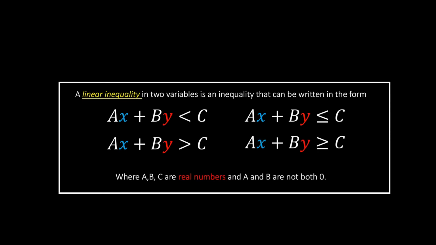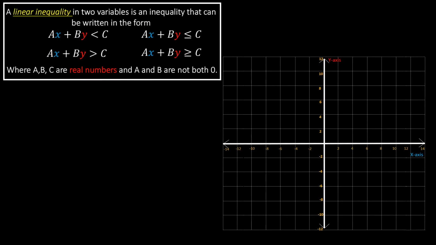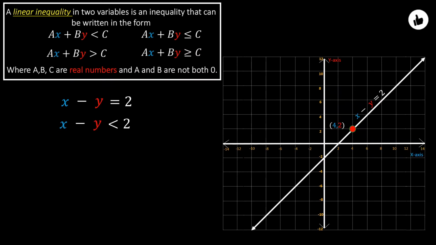Now suppose we have the equation x minus y is equal to 2. If we graph this equation, it will look like this. We know that every point on the line is a solution to the equation, including (4, 2). But what about the inequality x minus y is less than 2? If we plug in the ordered pair (4, 2) into the inequality, we get 4 minus 2 is less than 2. This simplifies to 2 is less than 2, and this is a false statement, which means that the ordered pair (4, 2) on the line does not satisfy the inequality.